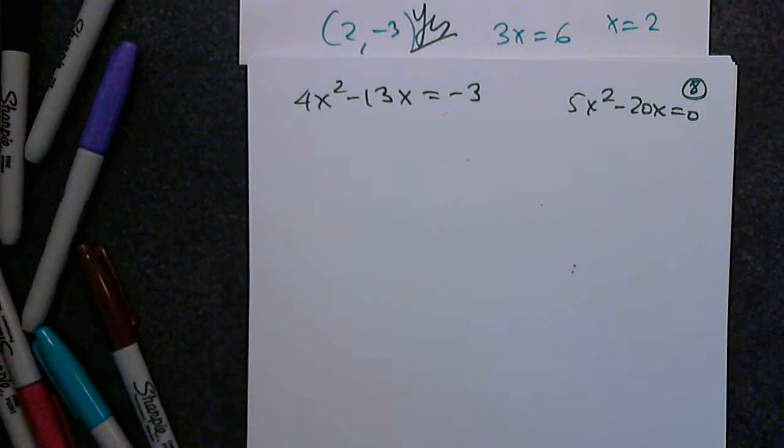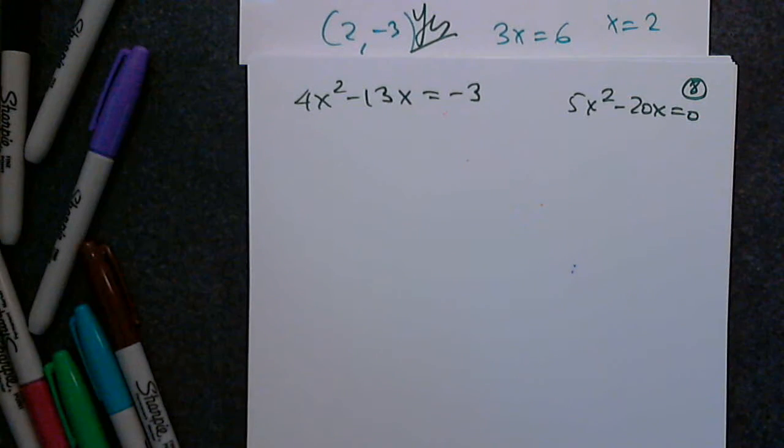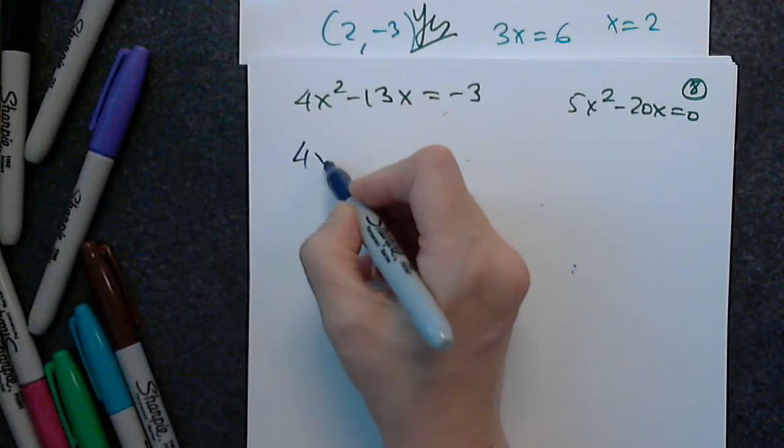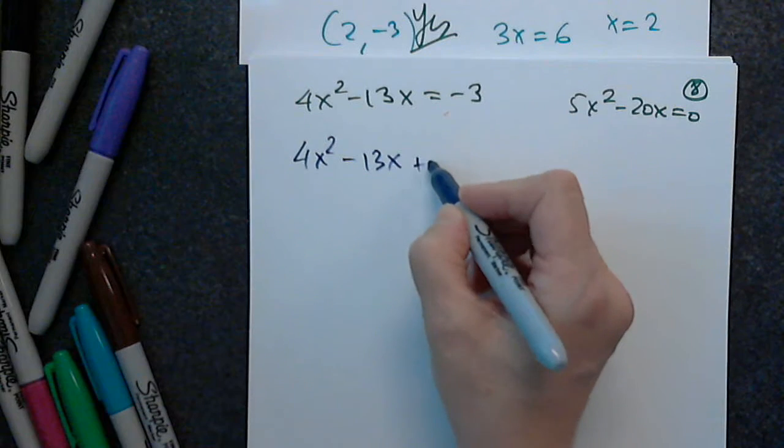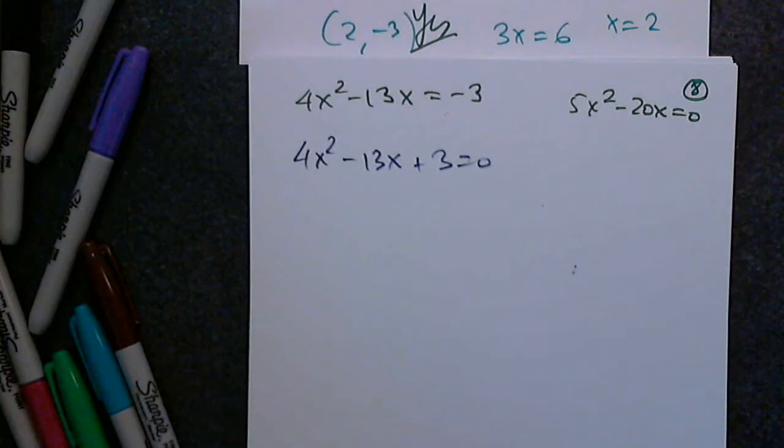What do we do with the first one? Yes, setting equal to 0. 4x squared minus 13x plus 3 equals 0. Very good. What now?